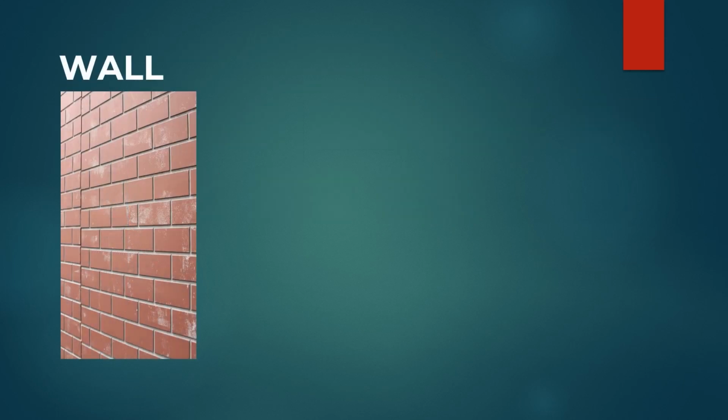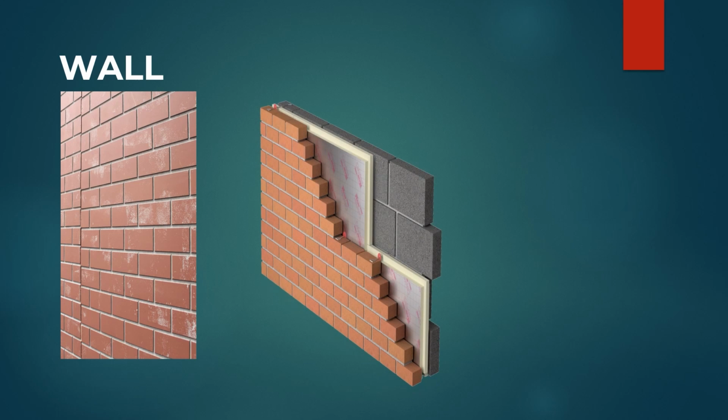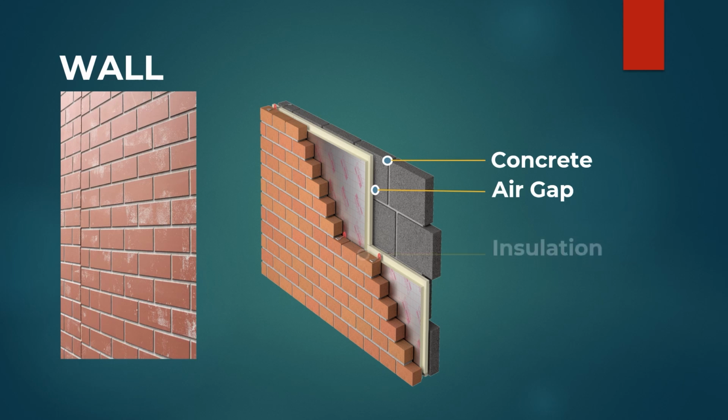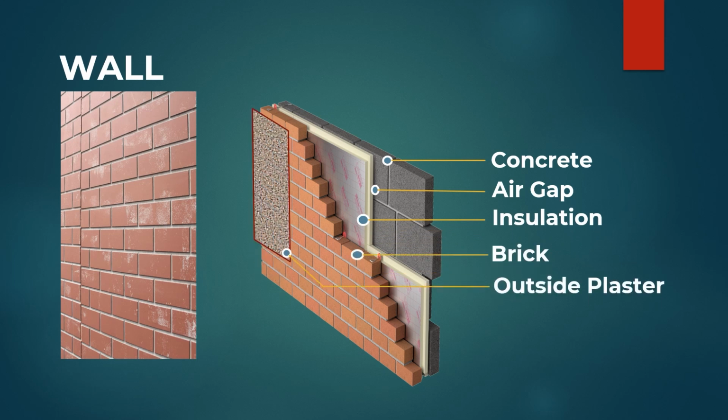Now this is a wall, and it's a typical example of a 3D model of a wall. If you see the 3D view or its section, it looks like this. It has multiple layers. Let's try to understand the layers of the wall. So this is basically concrete. This is the air gap. The air gap is very essential to reduce the heat transfer into the building as it has a resistance. Then insulation, and then brick, and there will be outside plaster, and here is the inside plaster.